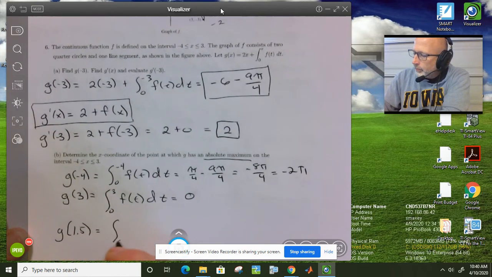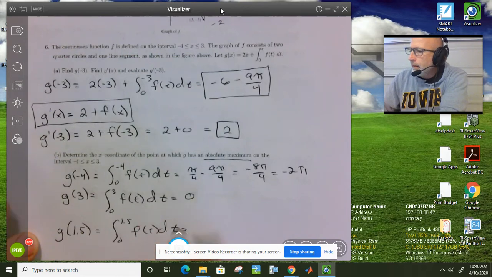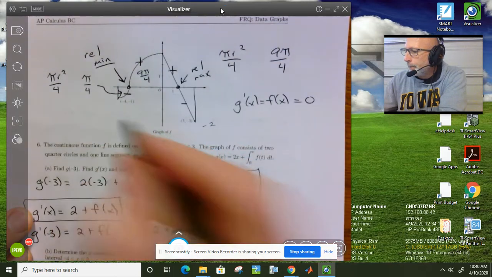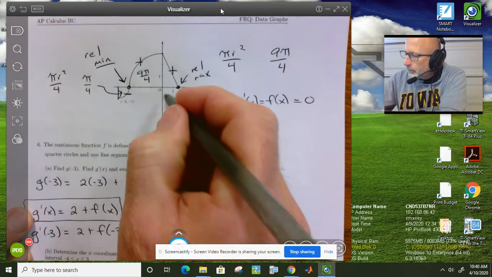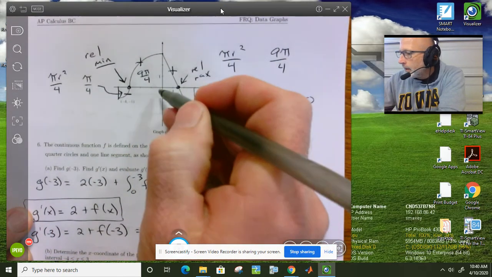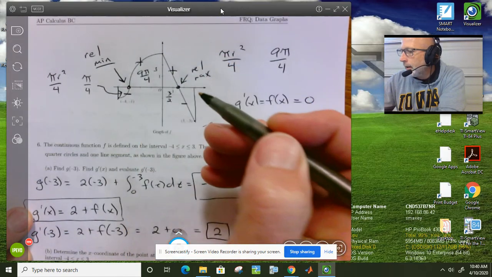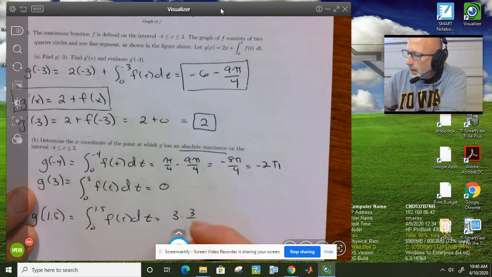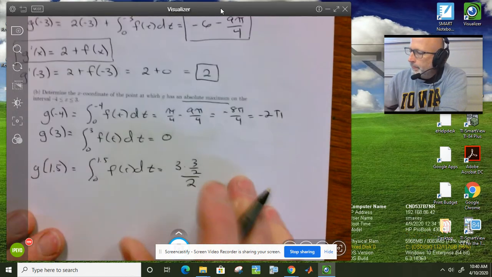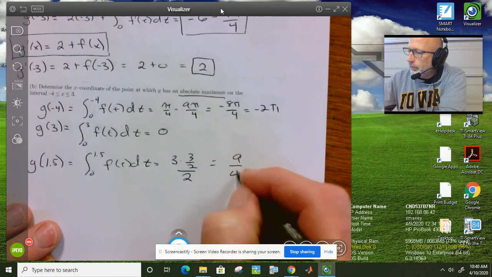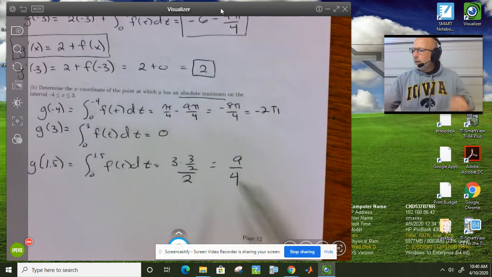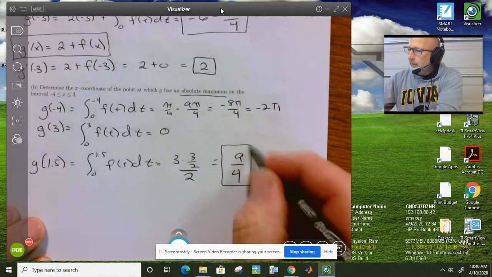Well, that's the integral from 0 to 1.5 of f of t dt. And if you find the area here, so you have 1.5, so that's 3 halves times the height, which is 3, and then divided by 2. So this is going to be equal to 3 times 3 halves all over 2, which is equal to 9/4. So what's going to be the absolute maximum value? You have -2 pi, 0, and 9/4. So your answer is 9/4.